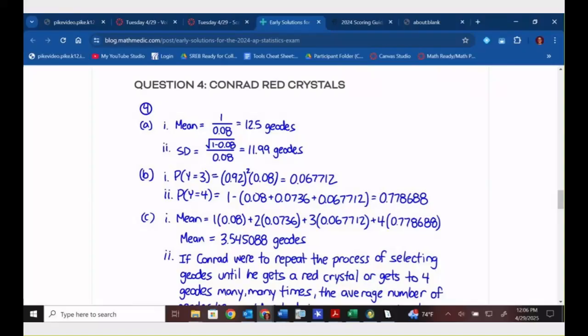Part B, I, probability that y equals 3 would be 0.92 squared times 0.08. We end up with 0.067712. You do not have to take it out that many places, but I would take it out to at least 3 or 4 decimals there.